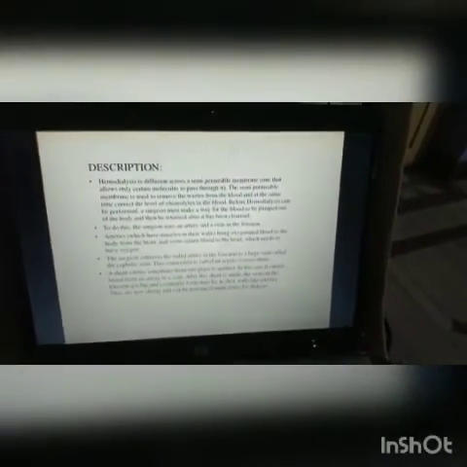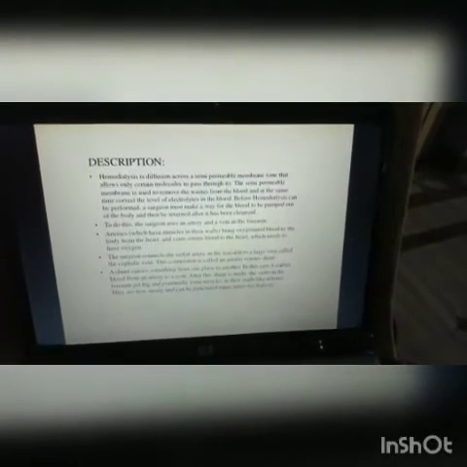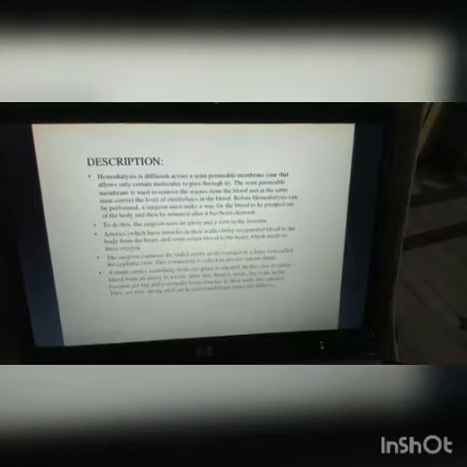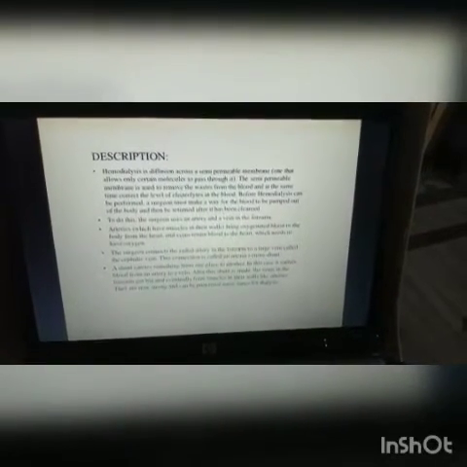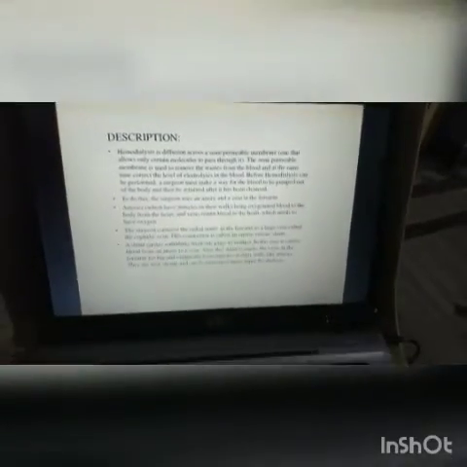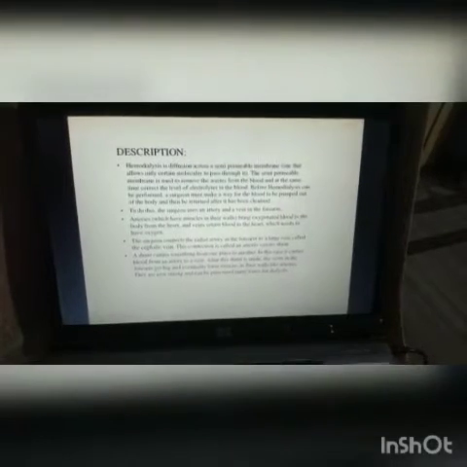Then, descriptions of the dialysis machine. The semi-permeable membrane allows only certain molecules to pass through from the person's blood vessels. It can remove waste from the blood and correct the level of electrolytes in the blood.